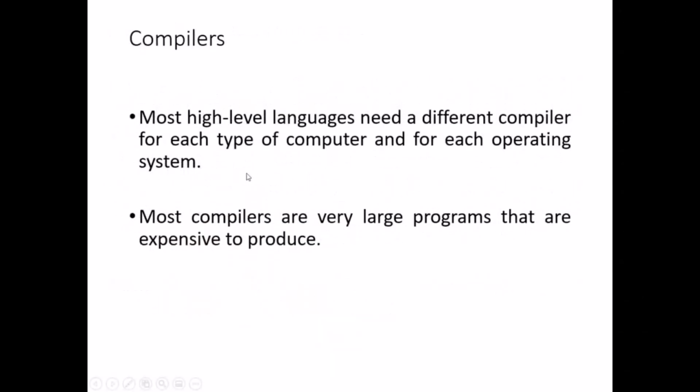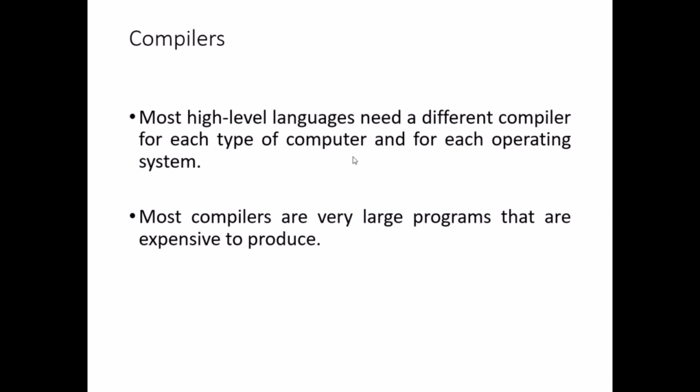The problem with compilers is that they are very sophisticated, in terms of programming and in terms of size. If someone would like to develop a compiler, it needs a team of programmers. This is why big companies develop compilers. Most high-level languages need a different compiler for each type of computer. And why do we need a different compiler for each type?